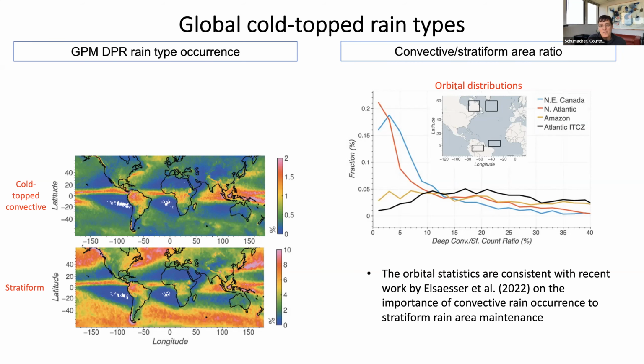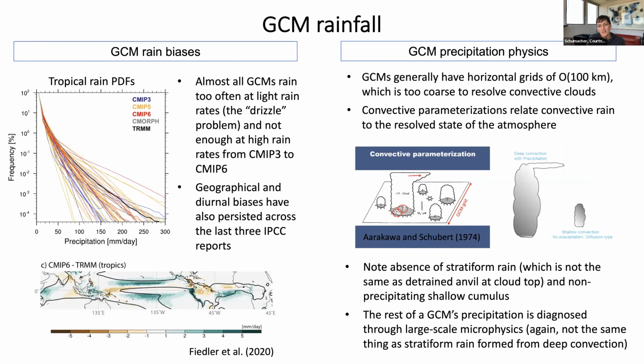Okay, maybe I'll take 5 or 10 more minutes to talk about how this applies to GCM rainfall. And what does rain types even mean? I have more than I can say, so I'll just skip to maybe some of the most relevant ones.